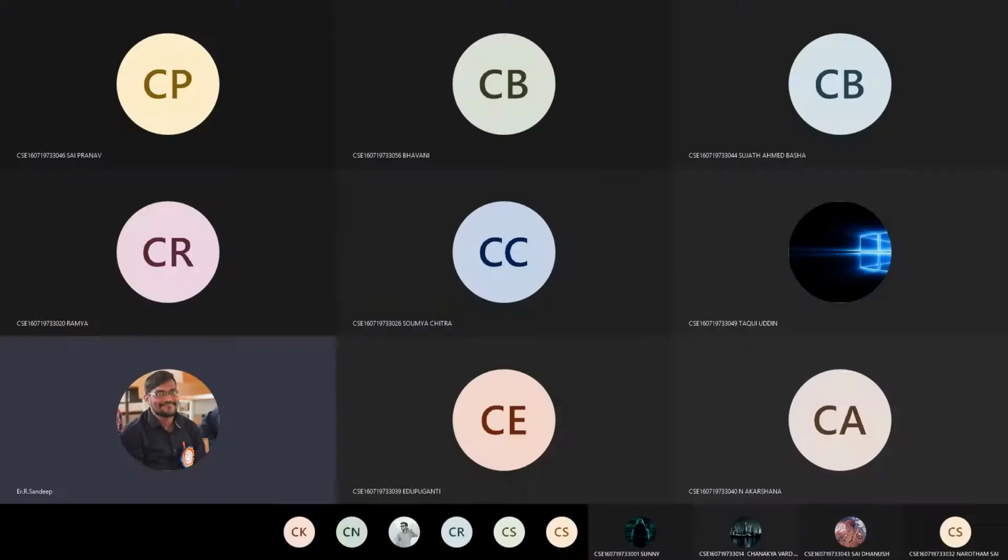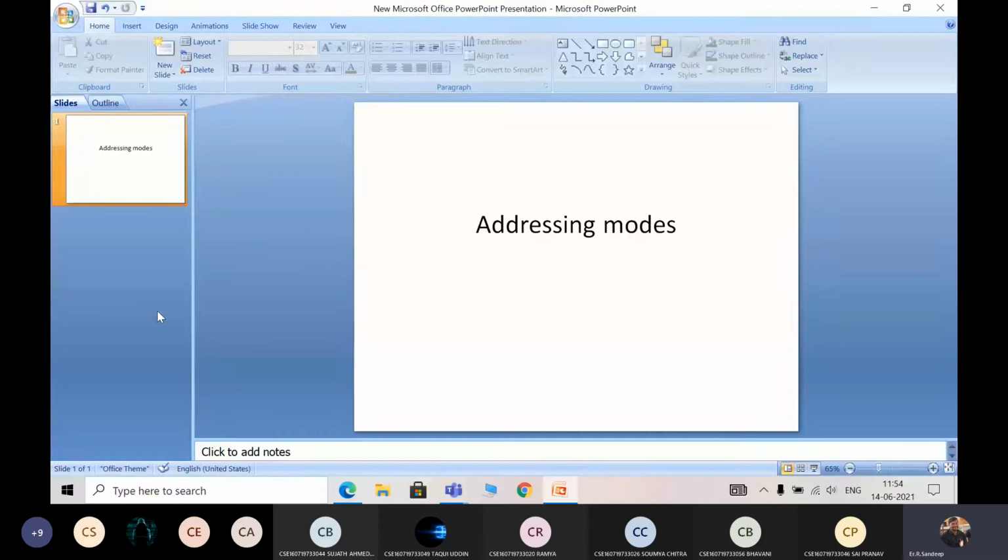About the architecture and the block diagram of the 8086 microprocessor. Today we are going to discuss the addressing modes, and what the various addressing modes are that will be supported by the 8086 microprocessor. We know the basic addressing modes which we have come across in unit 1. What is an addressing mode, and what are the basic addressing modes that will be supported by all the processors? That concept we have already discussed in unit 1.